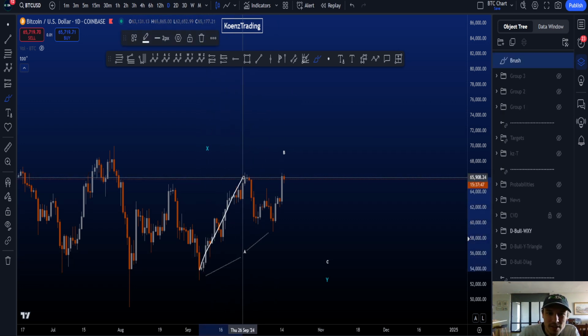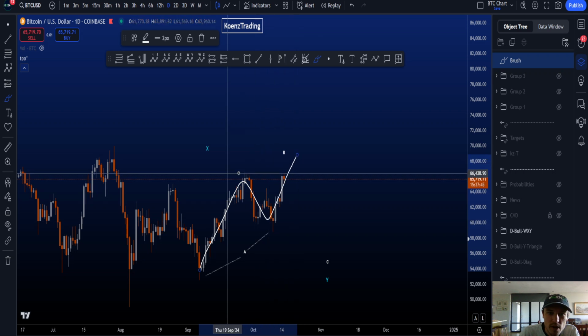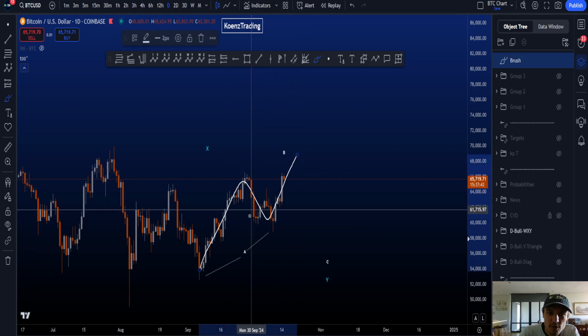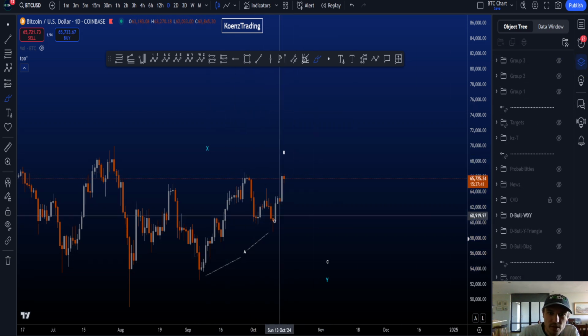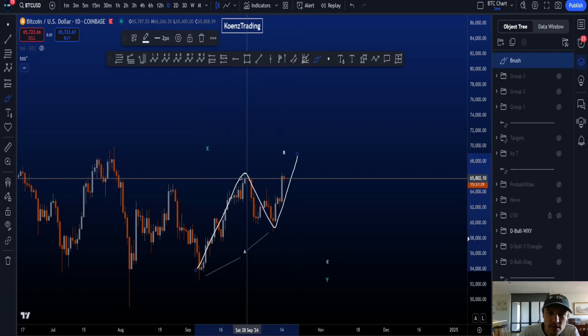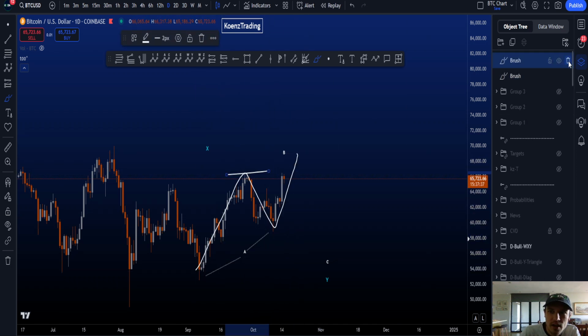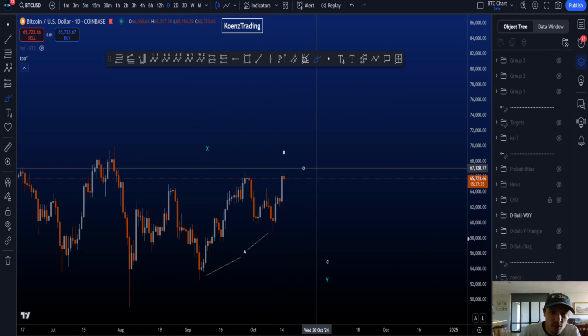So you want to see either W, X, Y. Wave Y has to finish above wave W, or of course, like I mentioned, you have the alternative being an A, B, C, and you also want to take out that high, right? And that is the directional bias.